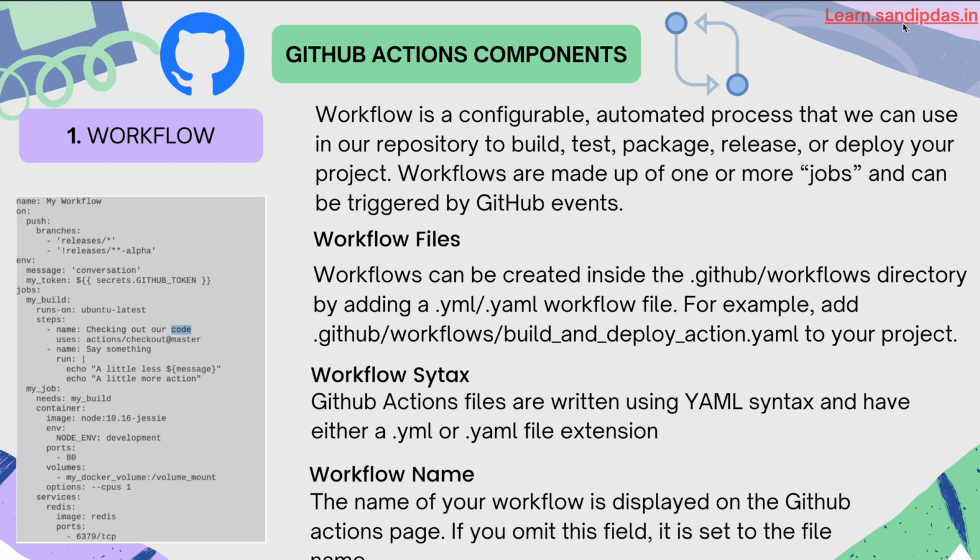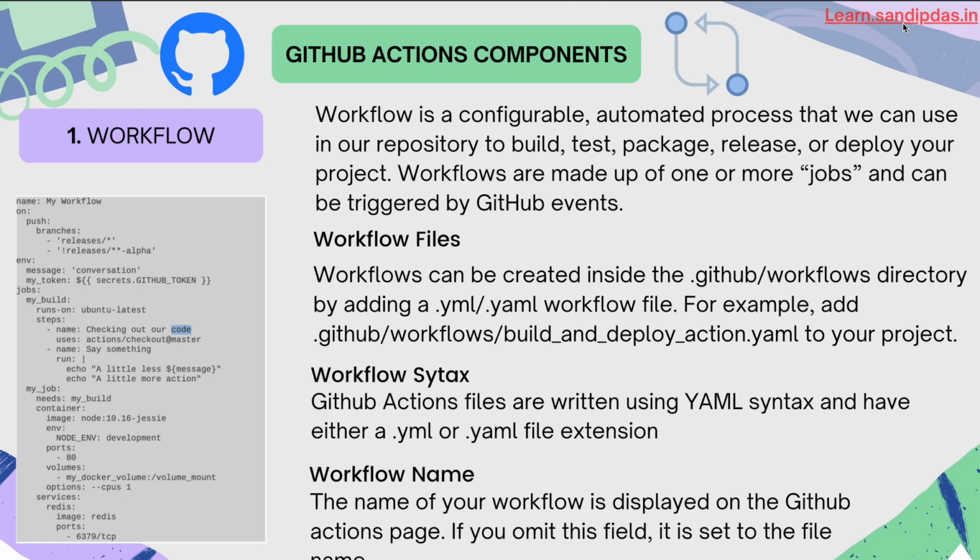Now let's learn about the workflow files. A workflow can be created inside the .github/workflows directory by adding a .yml or .yaml workflow file. For example, add .github/workflows/build-and-deploy-action.yml to a project. Okay. And what is the workflow syntax? GitHub Actions files are written using YAML syntax and have either a .yml or .yaml file extension.